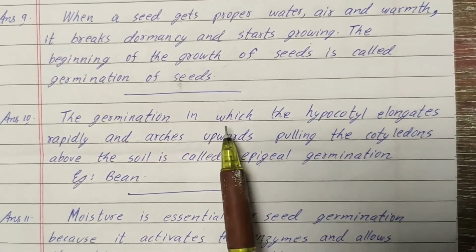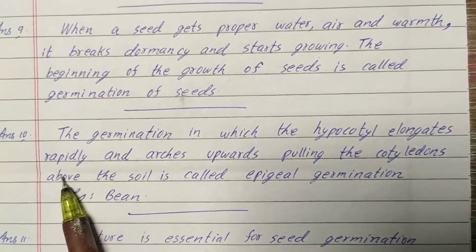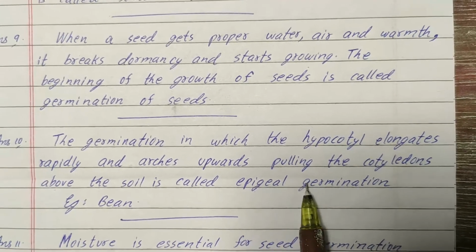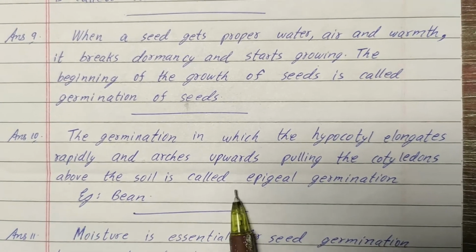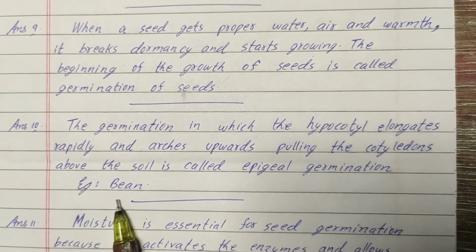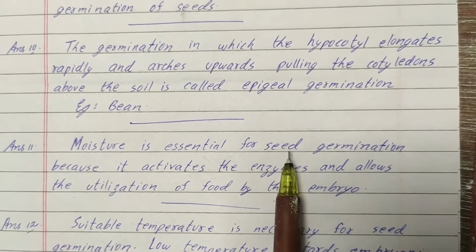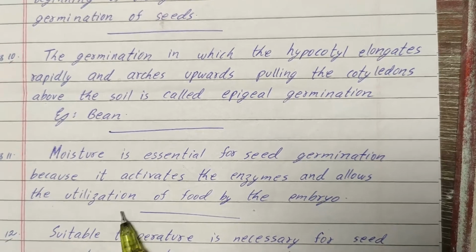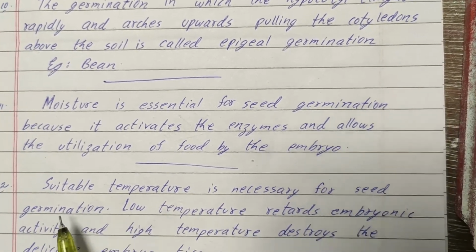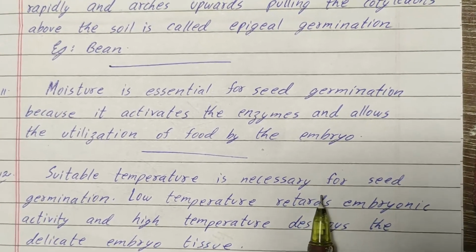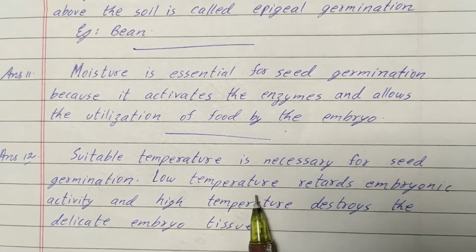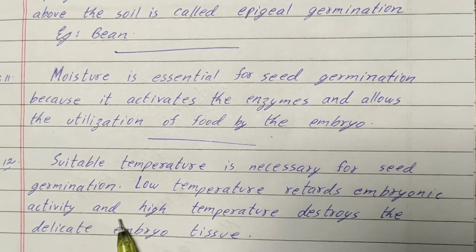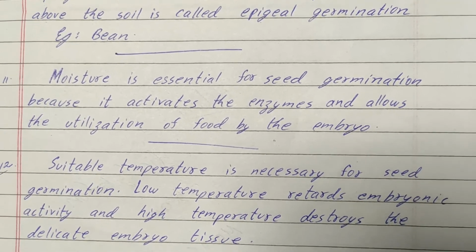The germination in which the hypocotyl elongates rapidly and arches upward, pulling the cotyledons above the soil, is called epigeal germination. Example: bean. Moisture is essential for seed germination because it activates the enzymes and allows the utilization of food by the embryo. Suitable temperature is necessary for seed germination. Low temperature retards embryonic activity and high temperature destroys the delicate embryo tissue.